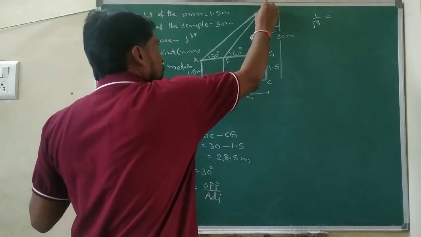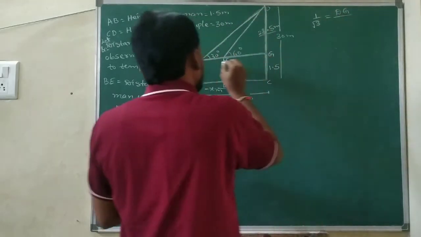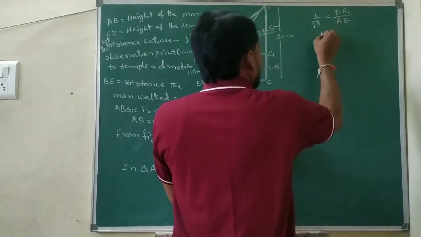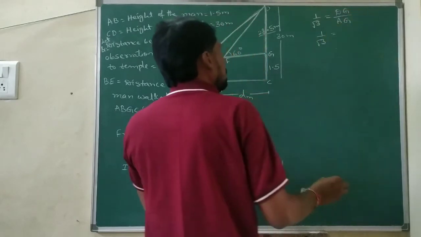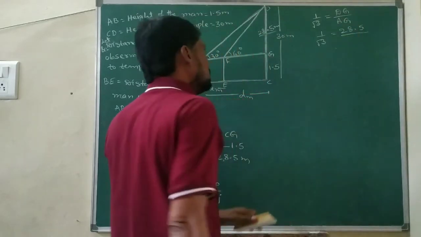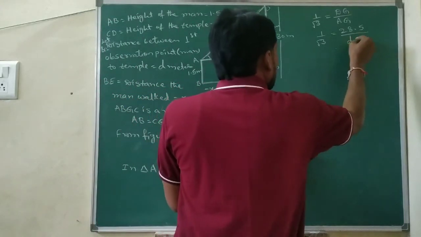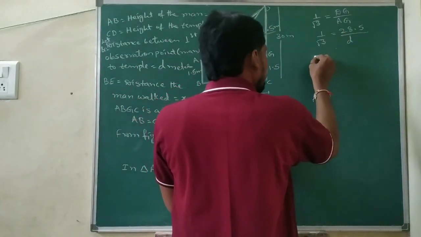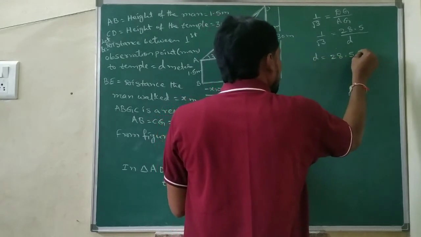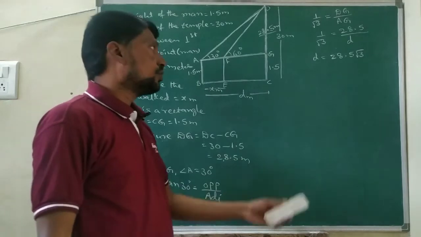What is opposite in this triangle? DG is the opposite, by AG. Now 1 by root 3 equals DG, which is 28.5, by AG. The AG value we took here as D meters. Now we can take the cross multiplication. We are getting D equals 28.5 into root 3. D value we got is 28.5 root 3.